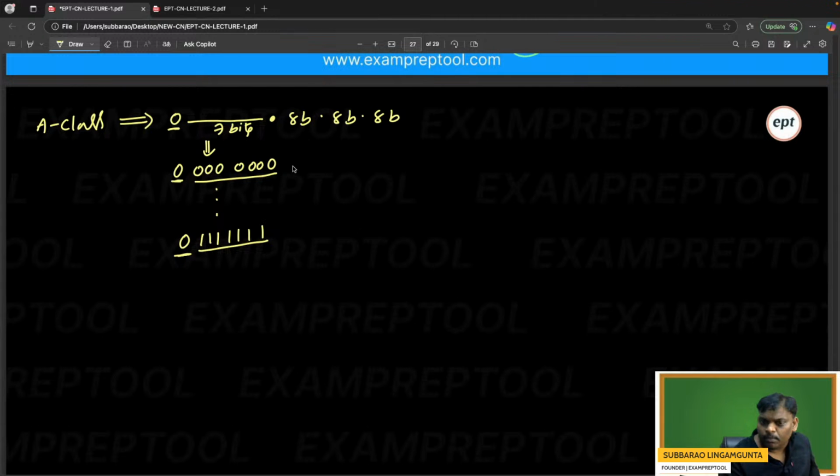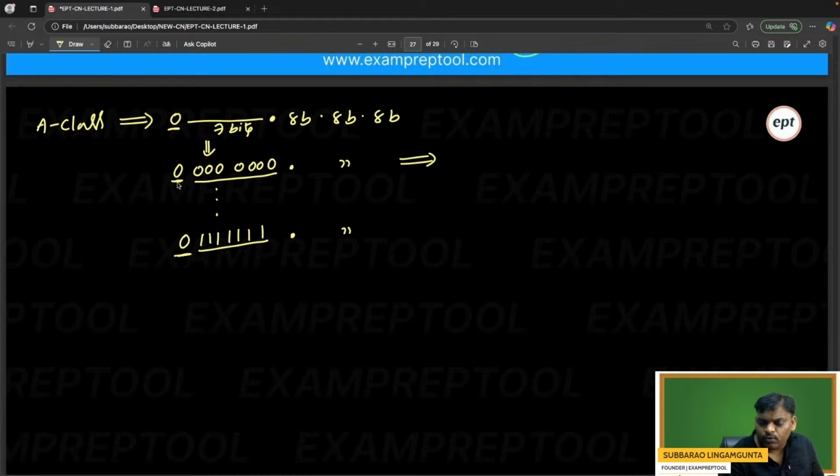Forget about the other parts. The other parts are 8 bits each, and you need not bother about them. Because by seeing the prefix only, I can decide which class it belongs to. Now understand everyone, we have 0 followed by so many zeros.